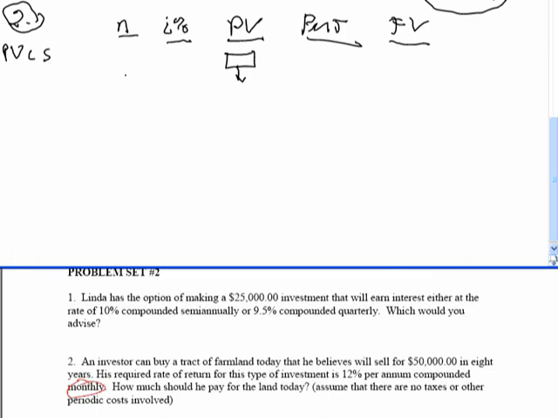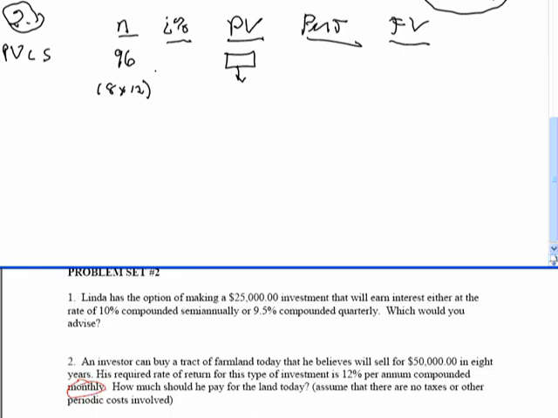This time, what's going to be N? How many periods are there? And don't say 8, okay? 8 is wrong because it's 8 years, but we have monthly compounding periods. So it's actually going to be what? 8 times 12, or 96. N is going to be 96, which is 8 times 12.